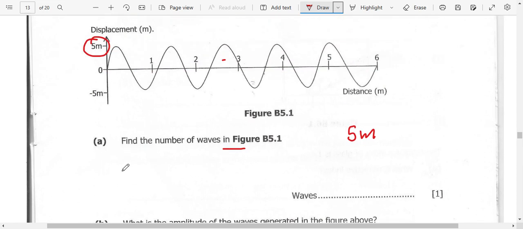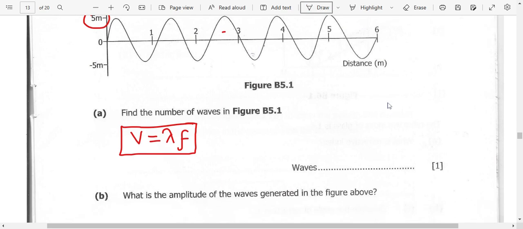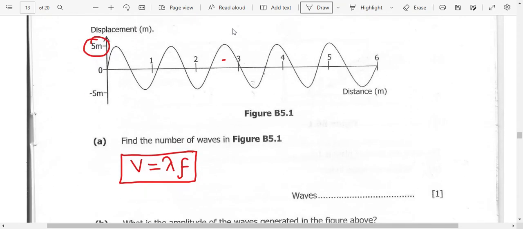Now to find speed, how do you find speed? Speed is wavelength times frequency. Have you heard of this equation? Yes. Okay, you need to know it on waves. It's a very important equation. Speed is wavelength times frequency. Now remember, for this question you've been told that all these waves are produced in 2 seconds. Now we can also write this equation.